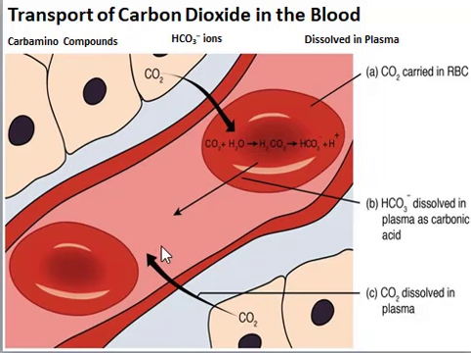Sometimes the CO2 can be dissolved directly in the blood, but this is a small amount, or it is in a compound with the hemoglobin called carbaminohemoglobin. These are the three ways the CO2 can be transported, the methods of transport from the tissue to the lung.